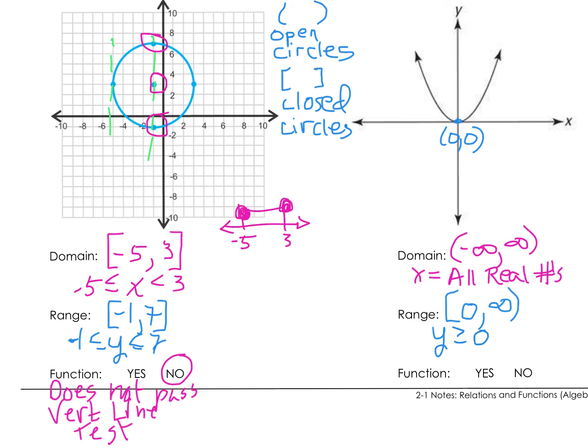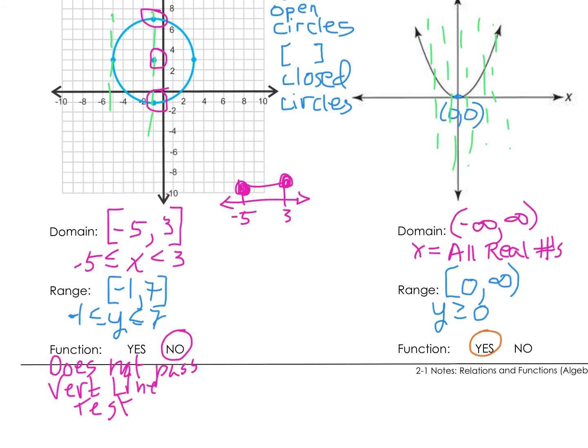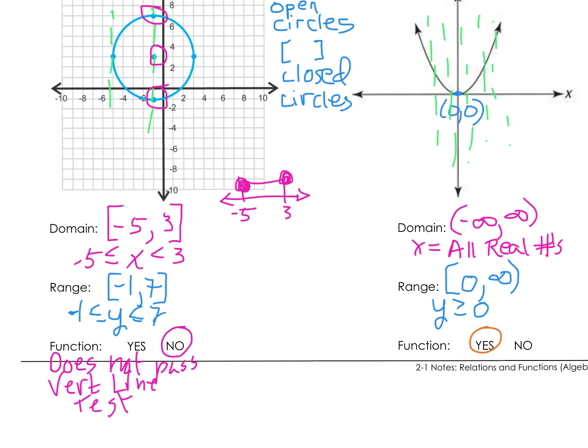We want to determine if this is a function. If I put a vertical line anywhere through this graph, it never touches the graph more than once. So that means the answer to that is yes, it's a function, and reason being, I'm going to move this up a smidge, it passes the vert line test.